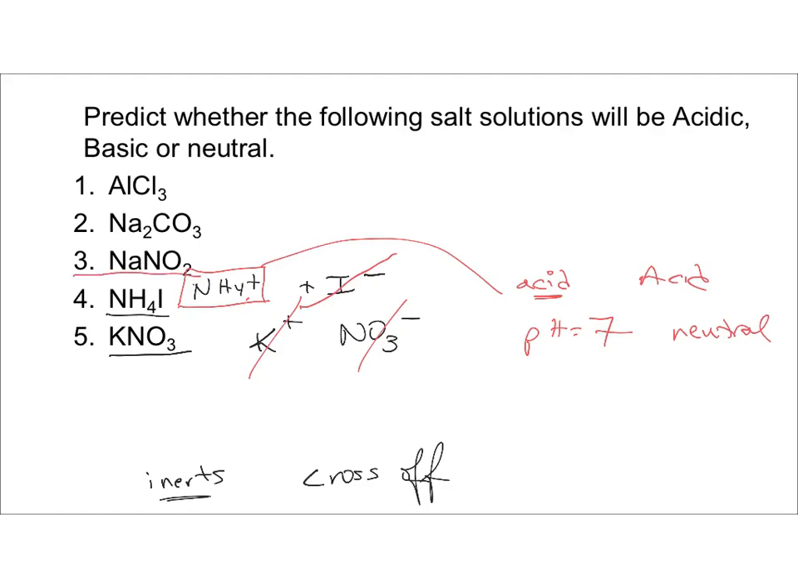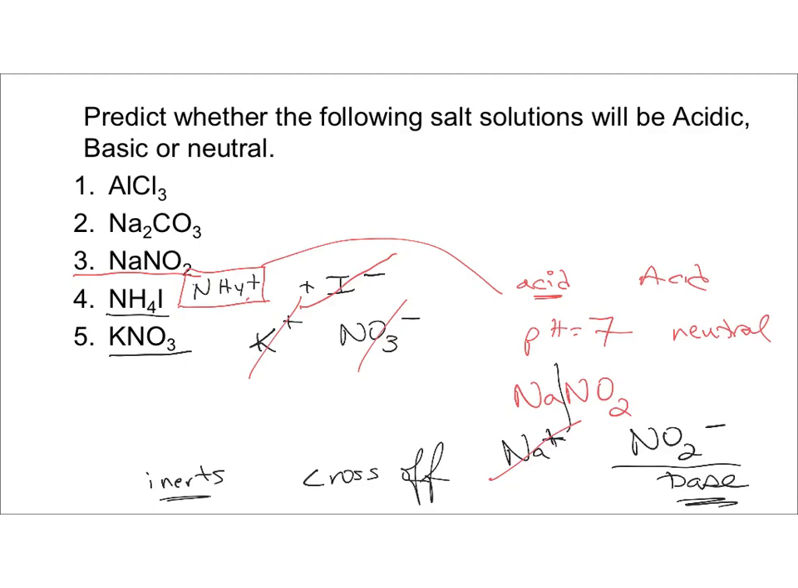If we go into NaNO2, so if I go down here into NaNO2, I break it apart. I break it into Na plus and NO2 minus. Na plus, we know, is inert. We look at the NO2 minus. This is an anion. This is negative. Therefore, this is going to be a base, and our solution will be basic.